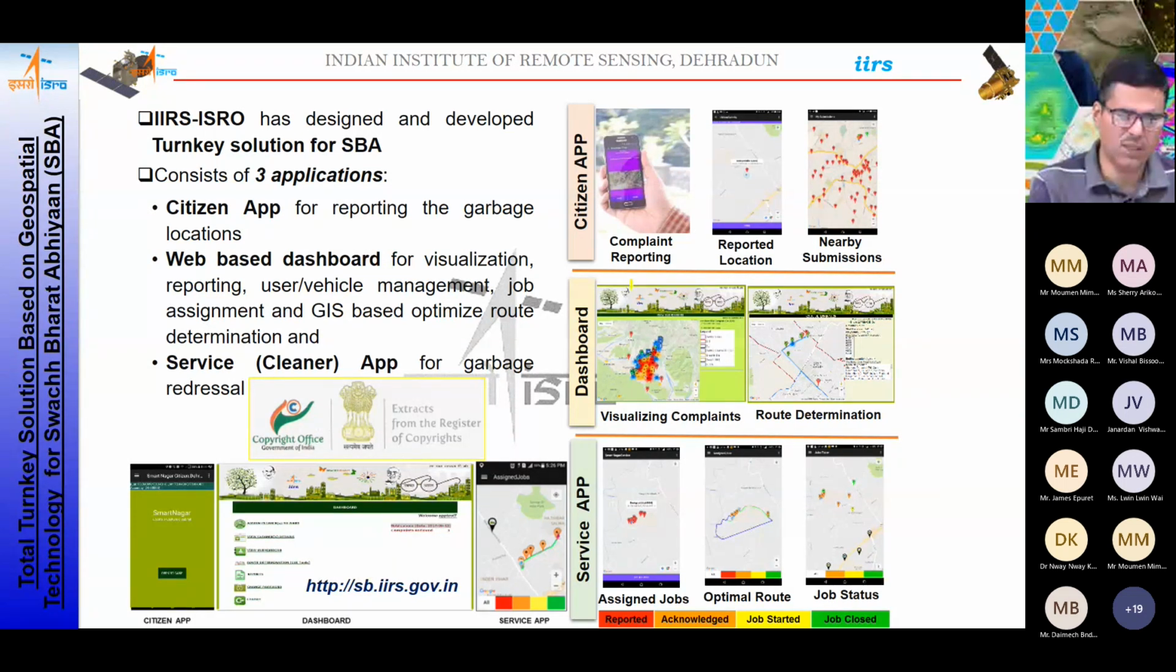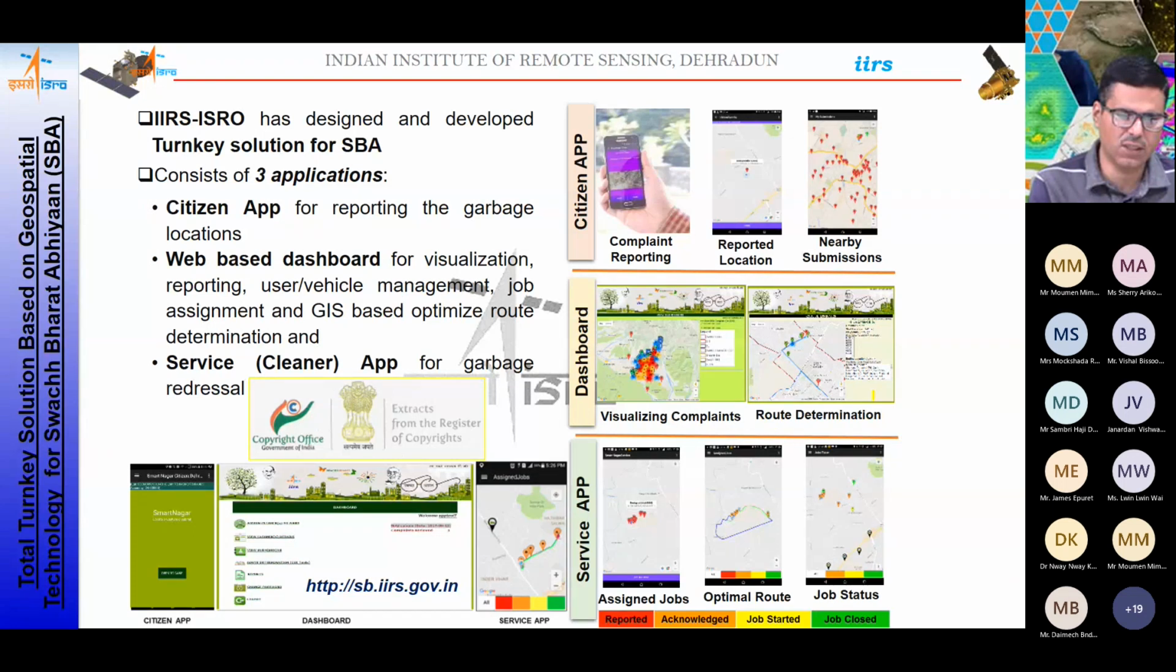The citizen app is an Android-based app. After registration, he can open the app, collect the point from the GPS, and then enter a brief one-line description about the garbage, take a photograph and upload. In the dashboard, it can be visualized at the whole municipality level or the ward level, along with assigning of the route determination, so that it is easier for the cleaner to do the job.